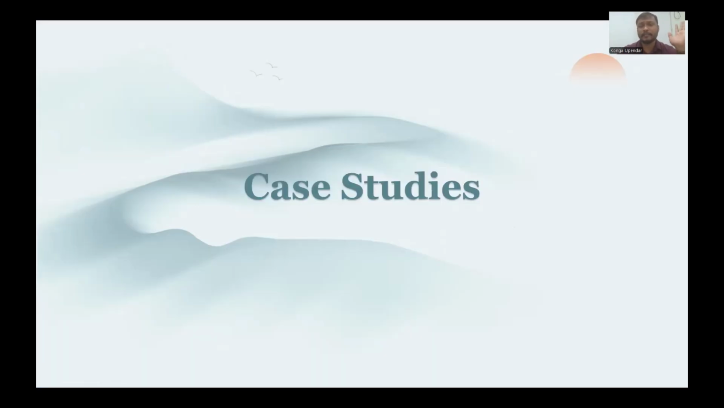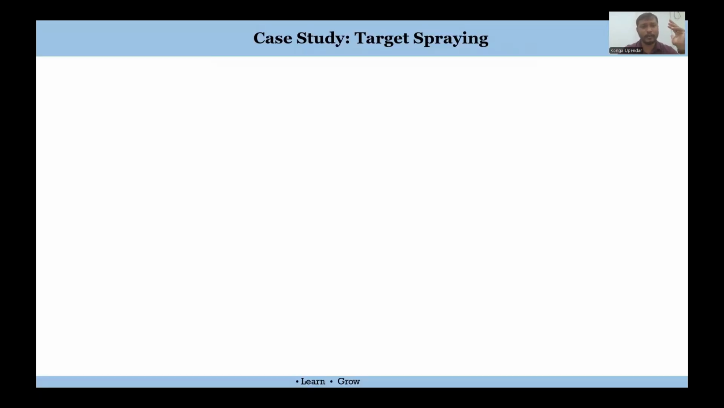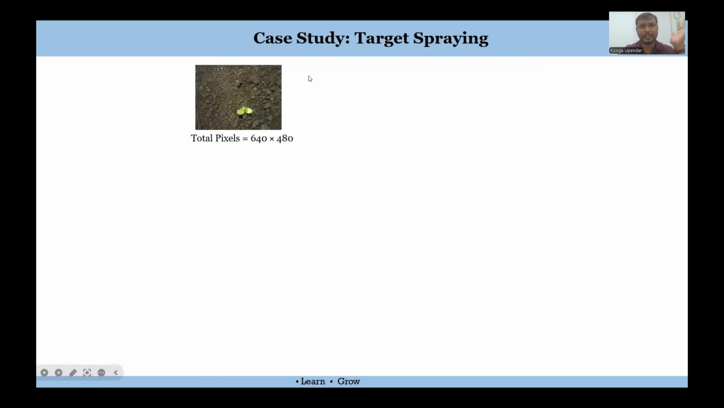Next, we'll see some case studies so that we understand more deeply. Case one, target spraying. Even my PhD topic is target spraying, site-specific herbicide application. This is my PhD image. The total pixels are 640 by 480. You can treat it as a weed.